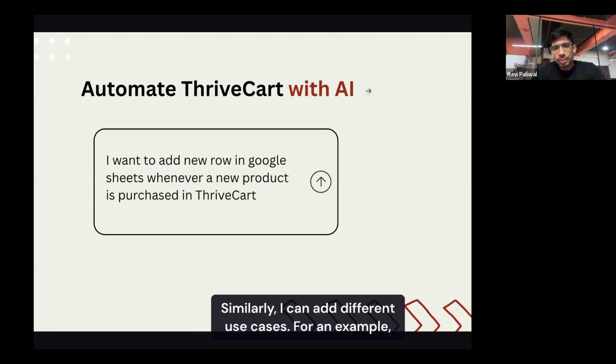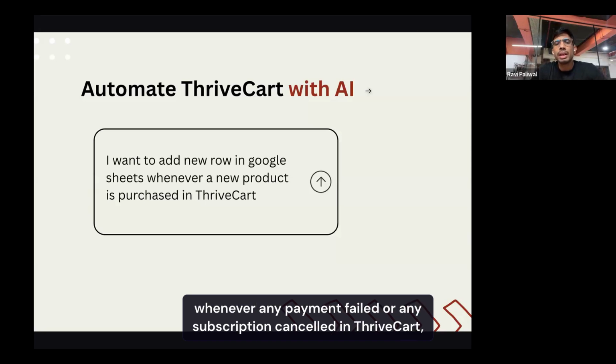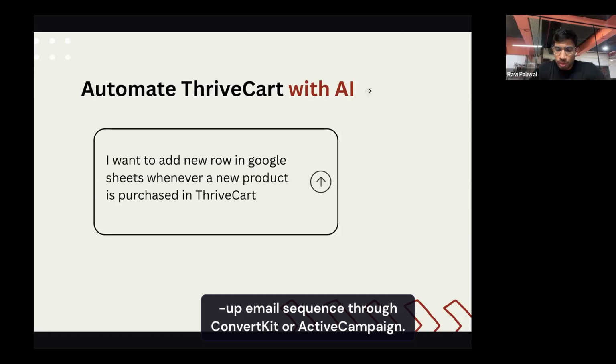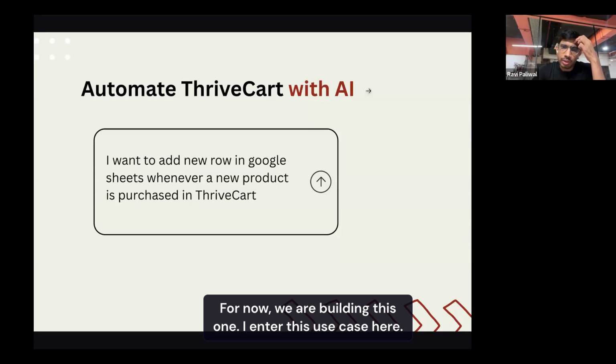Similarly, I can add different use cases. For example, whenever any payment failed or any subscription is canceled in ThriveCart, I wanted to add that row in the Google Sheet, or also wanted to start some follow-up email sequence through ConvertKit or ActiveCampaign. But for now, we are building this one.